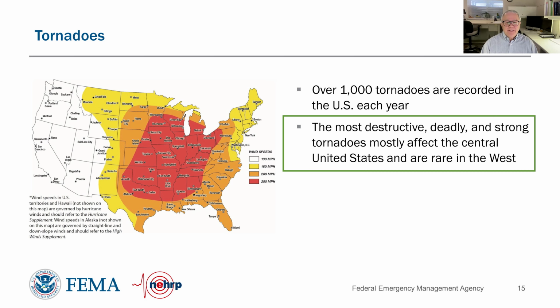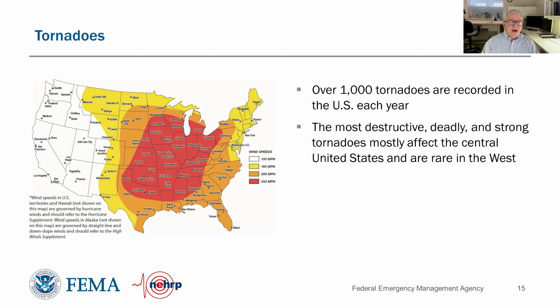The most destructive and deadly are the strong tornadoes in the central United States, as you can see on this map. The warmer orange color there is showing you a wind speed of 250 miles per hour. These are used for storm shelter designs. And then going out from that to 200, 160, and then 130 miles per hour.